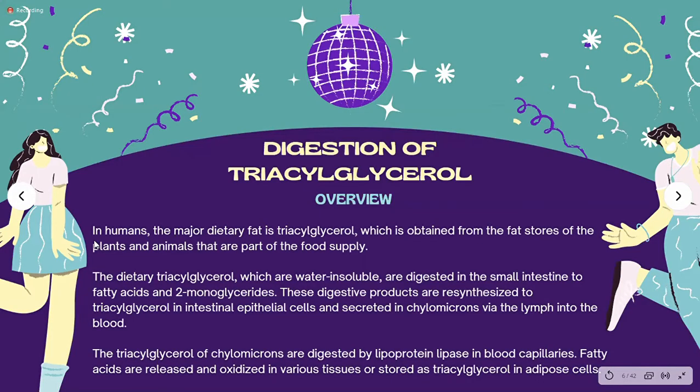Now, how is triacylglycerol digested? In man, the dietary fat is triacylglycerol, obtained from the bodega of your adipose tissue, in animals and also in plants. The dietary triacylglycerol, which is water insoluble, is digested in the small intestine to fatty acids and monoacylglycerols. These digestive products are resynthesized into triacylglycerol in the intestinal epithelial cells and secreted as chylomicrons.